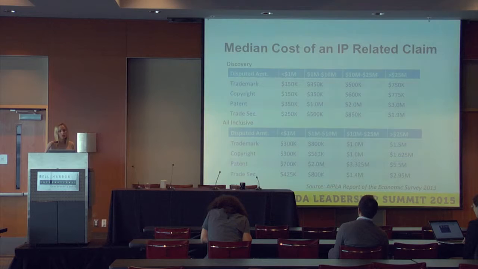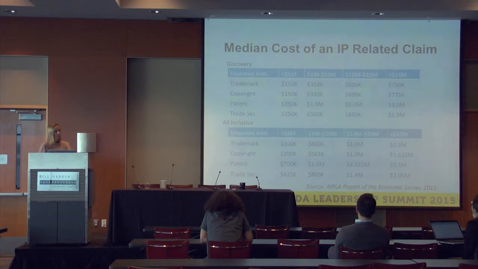So I wanted to give you an example of what median costs of a claim look like today. And this is IP related, so this goes back to our copyright, trademark stuff. And this is across multiple industries, not just the games industry, but it gives you an example. If you have a trademark claim, the top graph is showing you just the discovery phase. So this is even before it gets to court. Before anything happens, the lawyers are discovering, saying, did you really infringe on my copyright? Is there really an issue? If someone's suing you for $1 million, it's going to cost you about $150,000.